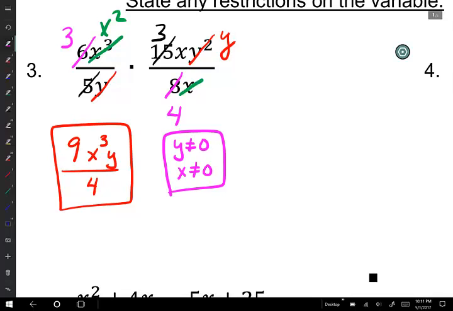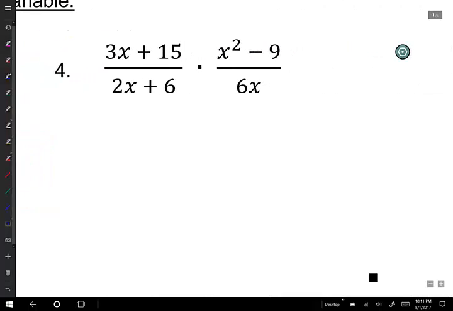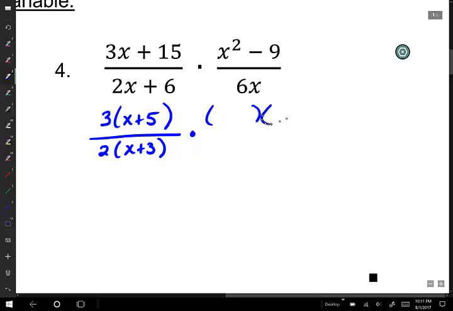I'm going to really encourage you to write a little bit larger than normal for these problems, because when you're canceling and writing things above and below, it might have the potential to get fairly confusing. Let's look over at number 4. If we factor the numerator, 3x plus 5, factor the denominator, 2x plus 3, times, factor the difference of two squares, x plus 3, x minus 3, and then the bottom is 6x.